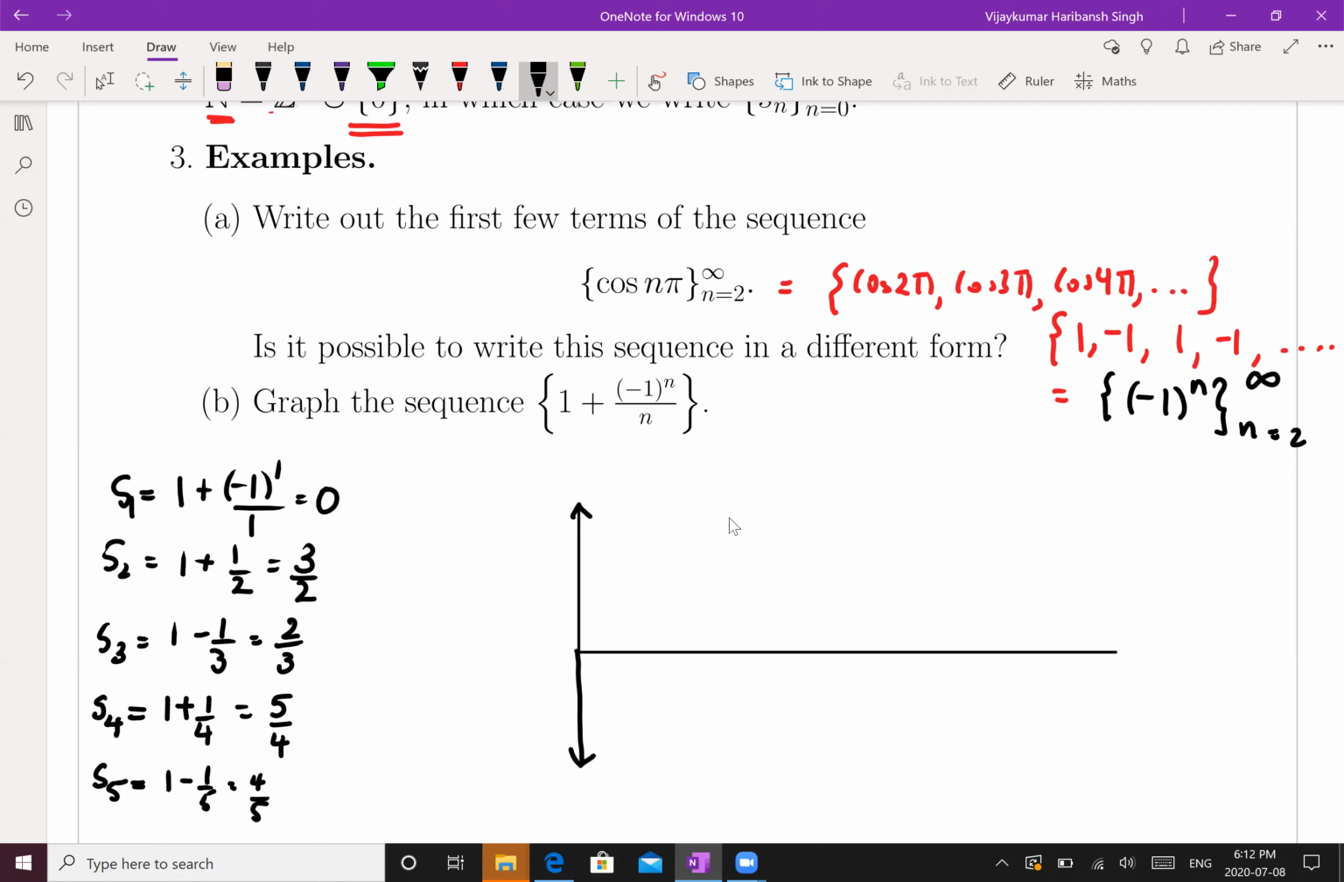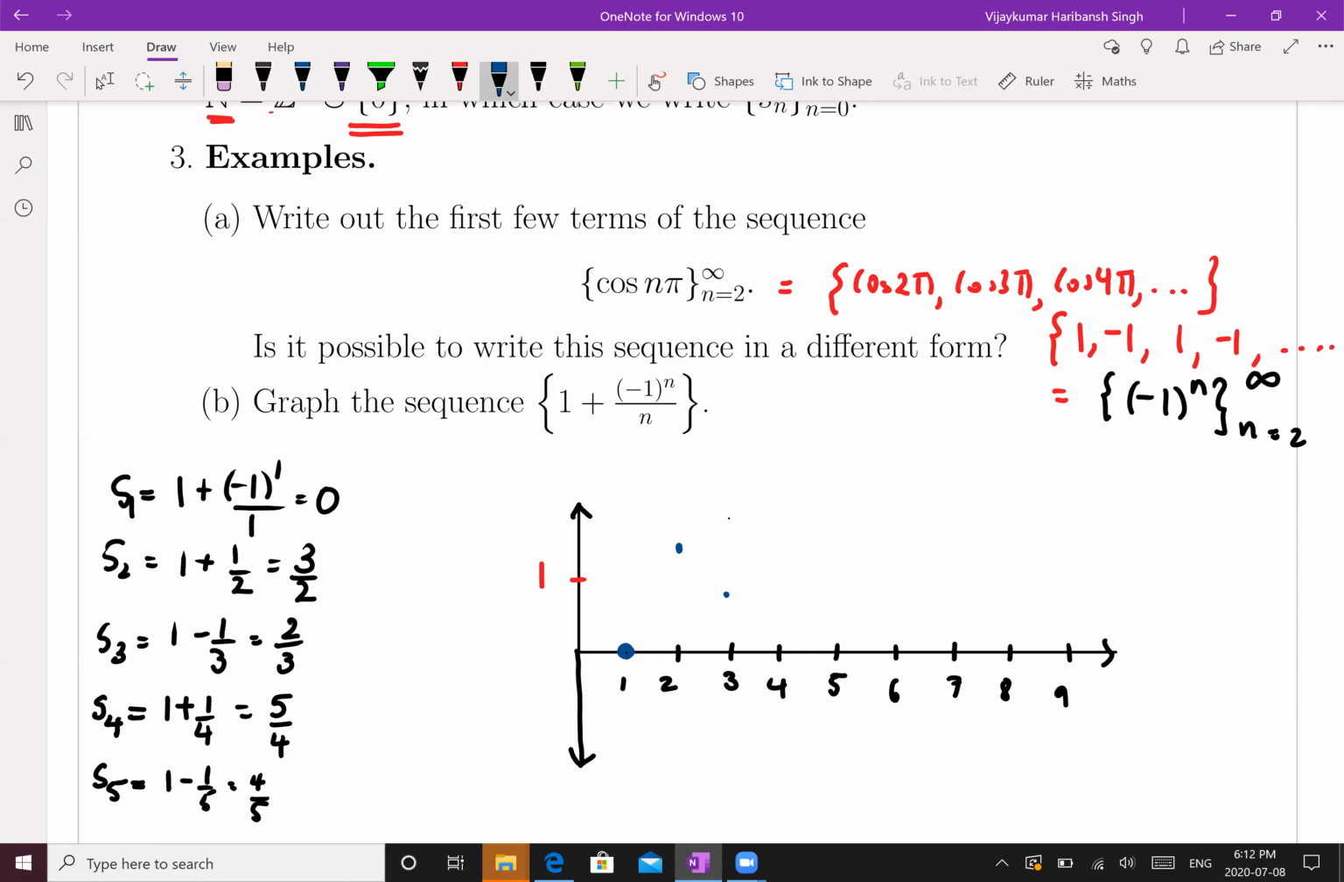So let's plot these points and see. Let's graph this sequence. The sequence only has values at 1, 2, 3, 4, 5, 6, 7, 8, 9. Let's graph at these points. The value at 1 is 0. The value at 2 is 3 by 2. Suppose this is 1; the value at 2 is 3 by 2, which is bigger than 1. The value at 3 is 2 by 3, which is less than 1.